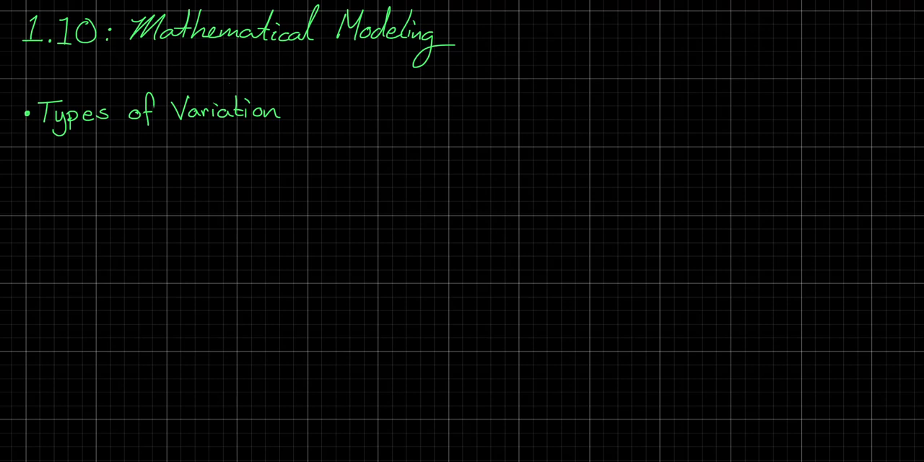All right. Here we go. 1.10, mathematical modeling. We are going to be looking at types of variation. Now, a lot of the real world you can model. And in fact, I would say the usefulness, other than pure knowledge of mathematics, is that ability to model the real world. Do we have a class that really focuses on how we model the real world with mathematics? It's physics, but it turns out it's also pre-calc, because we're going to model the real world with mathematics.